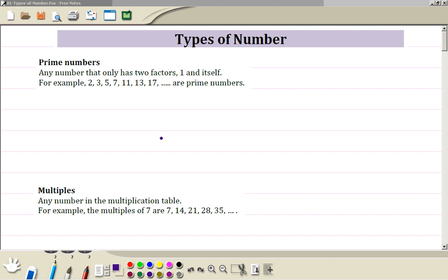Types of number. First we look at prime numbers. The first prime number is number 2, and it's the only one which is even. All the other prime numbers are odd numbers, and also 1 is not a prime number.